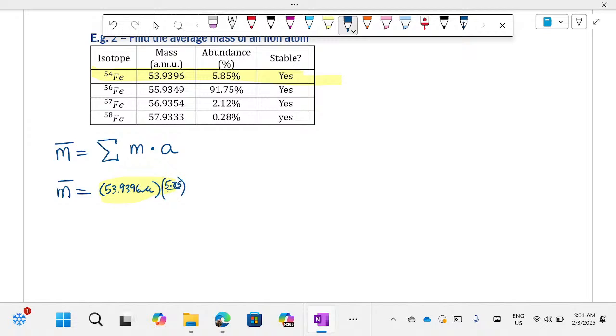5.85 out of 100. Again, if you prefer to convert that to a decimal, go nuts. Not how I like to do it, but who says you got to be like me? Nobody. Nobody says you got to be like me. That's who. What about this one? What should I write there?